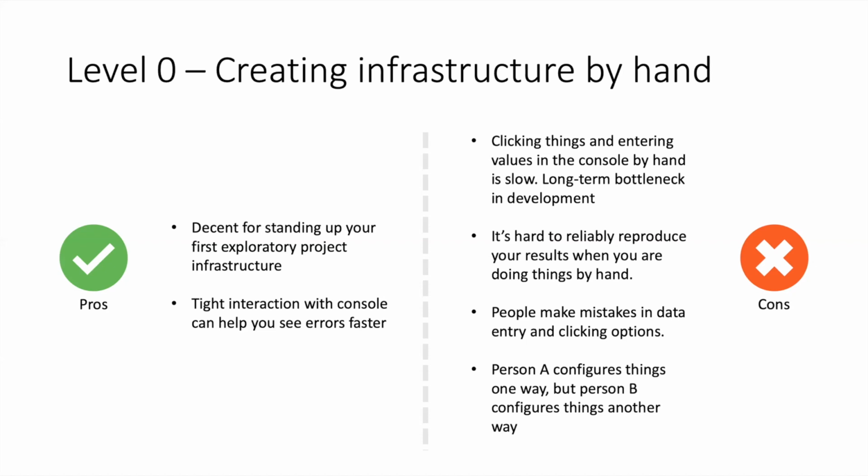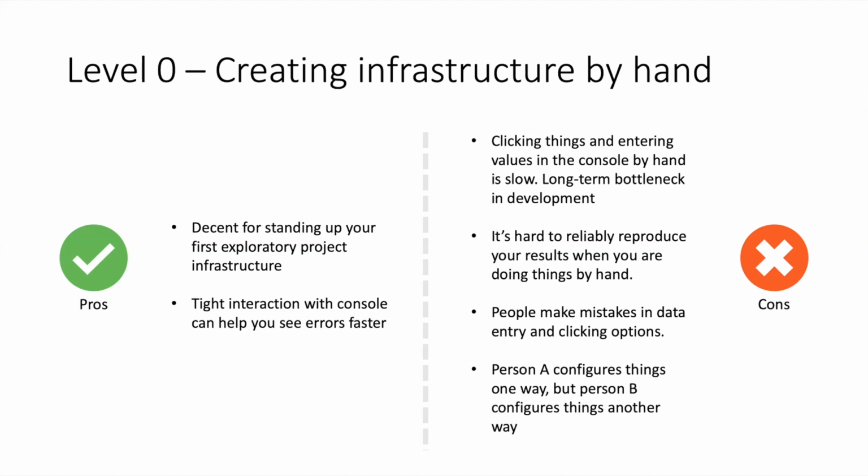Imagine if you're creating multiple of the same resource, you got to go through the same workflow, clicking in the console over and over again. So long term, it's a bottleneck in your development speed of being able to create an application if you have to click around different things by hand in the console. And the other problem is it's pretty hard to reliably reproduce your results when you're doing things by hand. People don't have a high success rate at doing the same thing over and over again without making mistakes. They'll end up clicking on the wrong button somewhere in the interface or entering the wrong value.